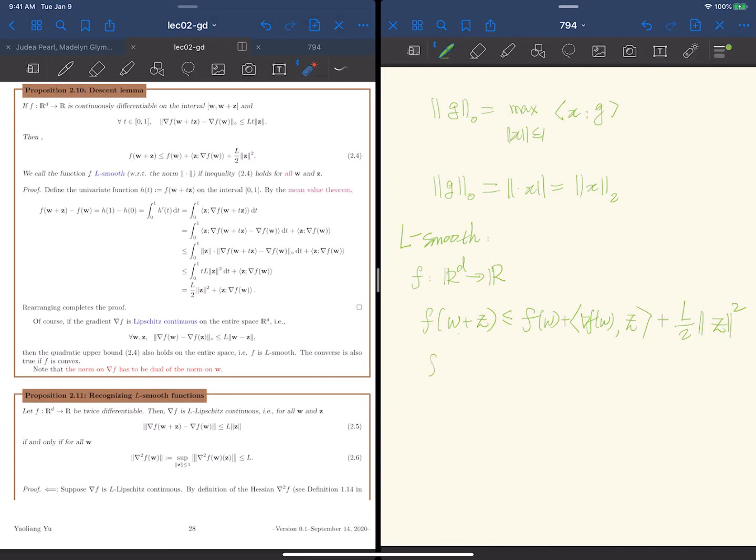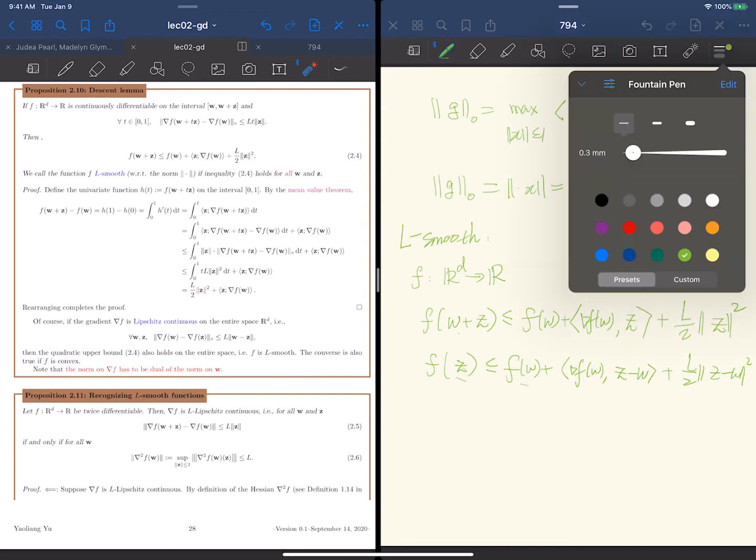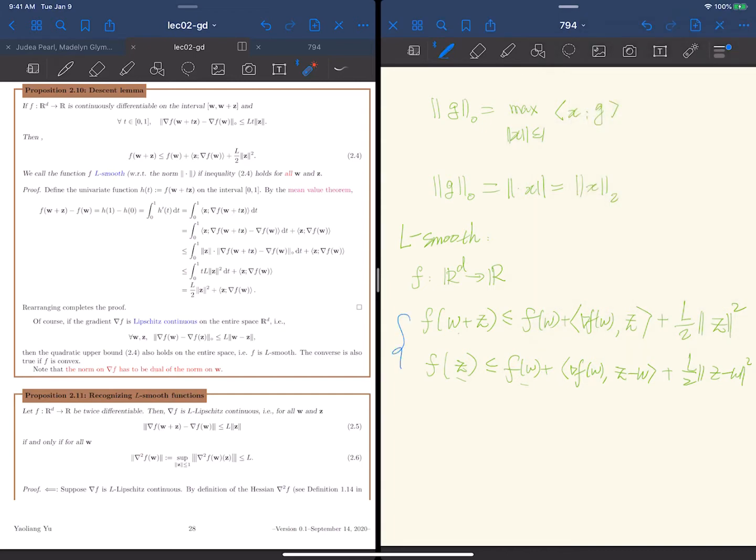Okay, sometimes people write things like this. Let me change this w plus z to z: f of z is smaller than f of w plus the gradient of f at w, dot product z subtract w, plus L over 2 times z subtract w squared. The two are exactly equivalent. It's just a simple substitution. If you substitute w plus z with z, you get the same thing.